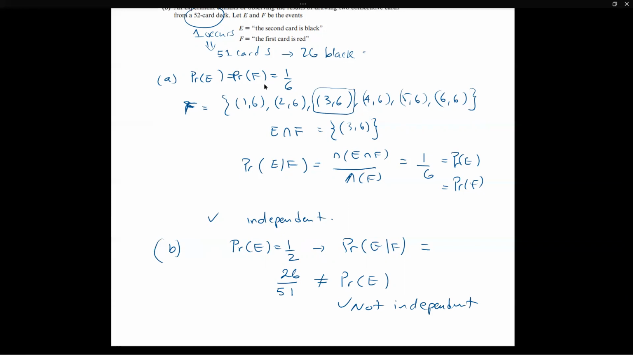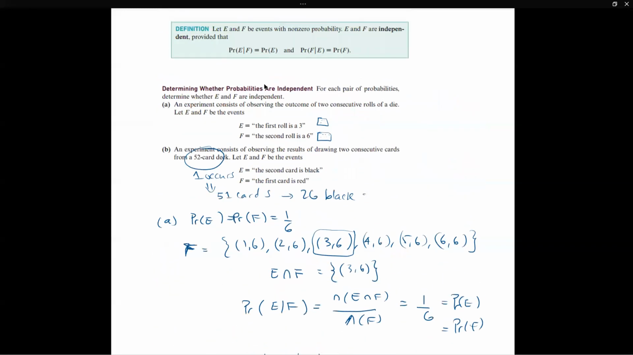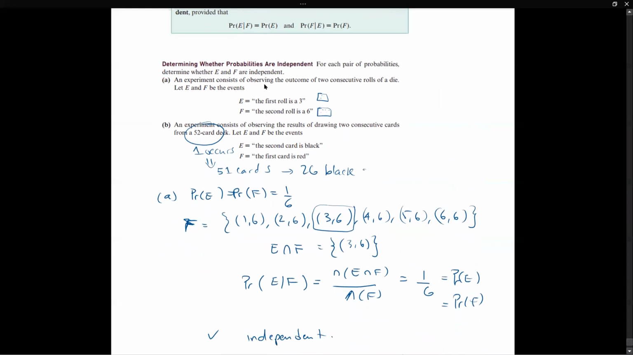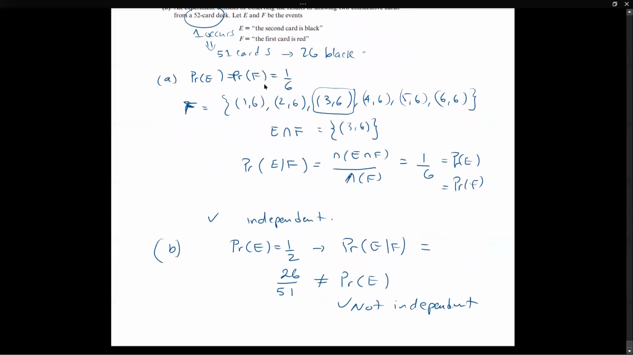All right, I think we go back and say that based on the definition, the events E and F are independent provided that the conditional probability equals the probability of E, and if you do it the other way, you get the probability of F. In example A, that happened, and in example B, that didn't happen.